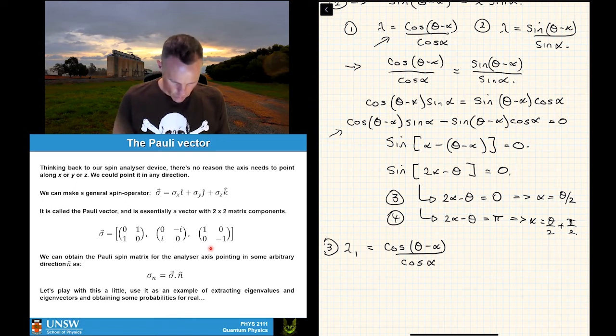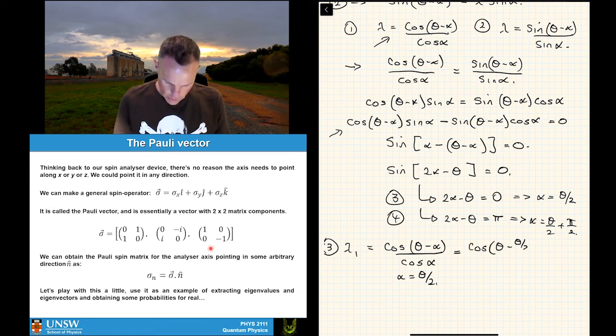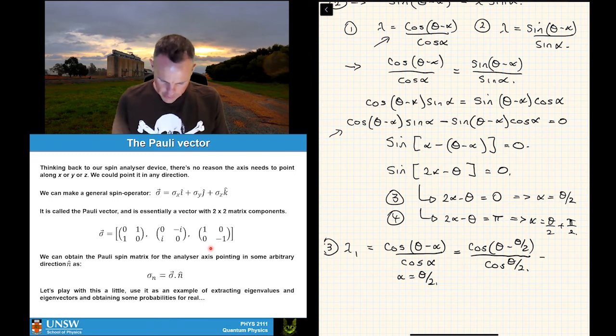And we can now pop in here and make this for the case where alpha equals theta on 2. Okay, so what we would have is cos theta minus theta on 2 on cos theta on 2. And of course, this thing at the top is basically just cos theta on 2 on cos theta on 2. And this is just plus 1.